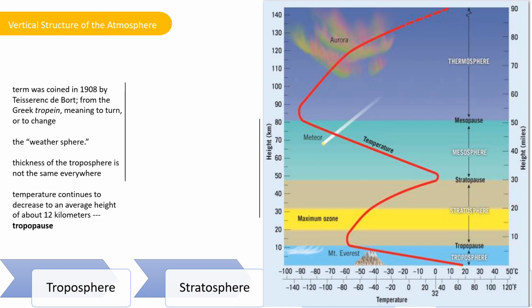As you can see, this red line is the fluctuating or varying temperature. From the troposphere here down below, it decreases as you go up to Mount Everest. And the temperature continues to decrease up until the end of the troposphere, the tropopause.